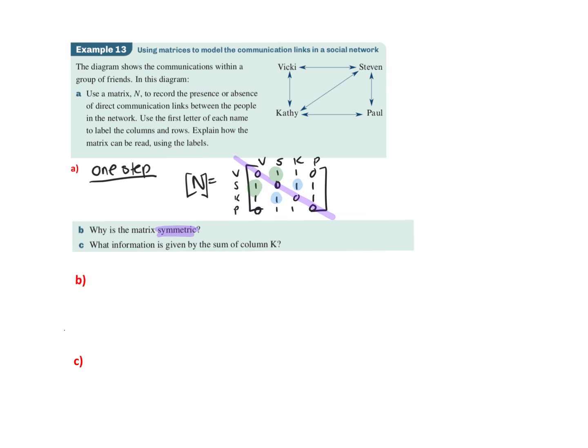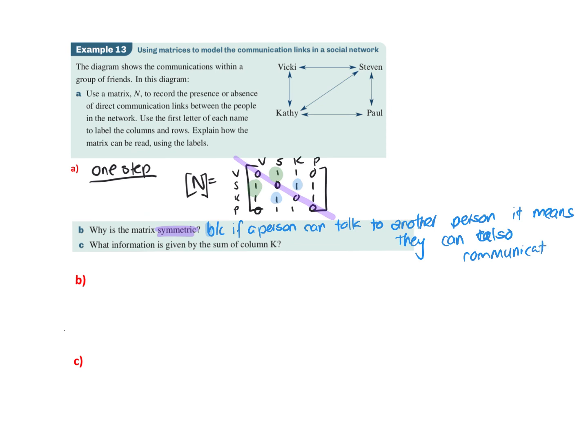So you might just write in there, why is the matrix symmetric? And just write: because if one person can talk to them, they can talk back. If a person can talk to another person, it means they can also communicate back. And because of that, it ends up being a mirror image.